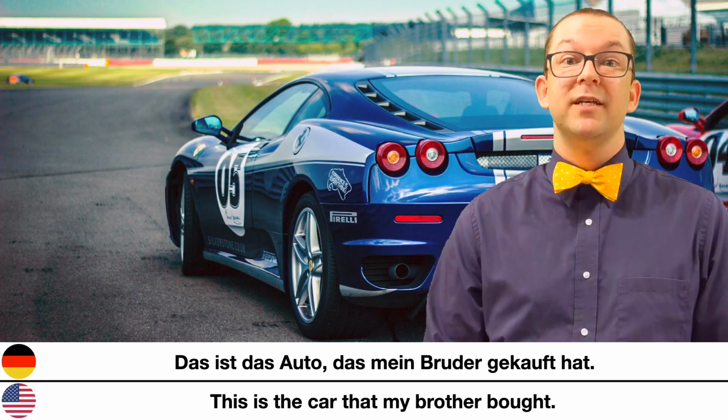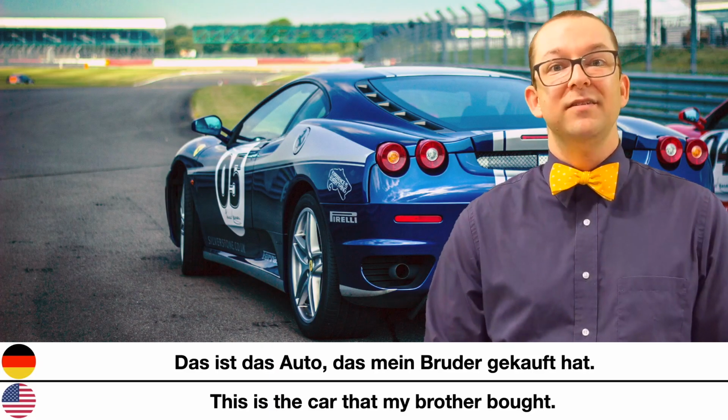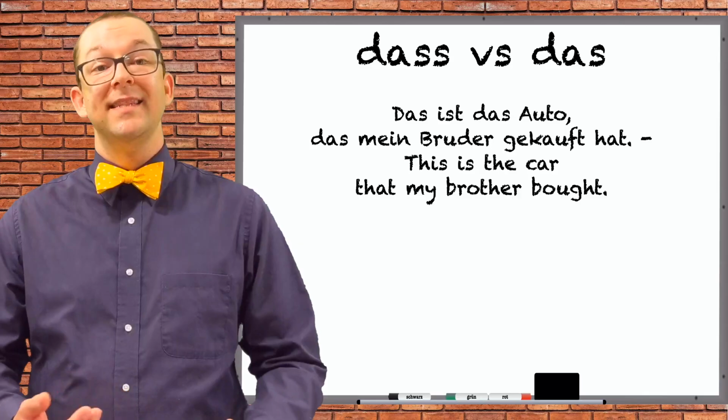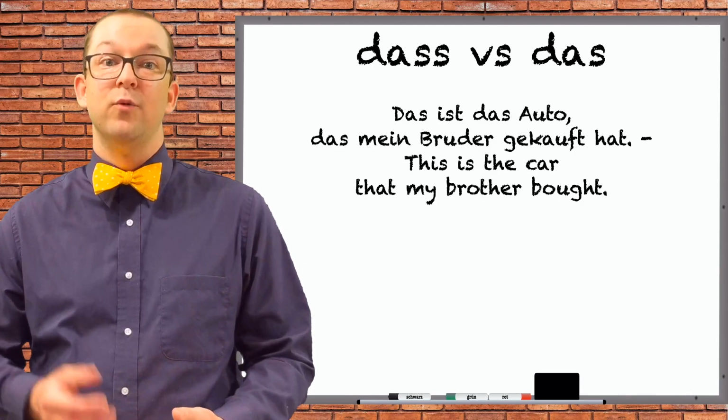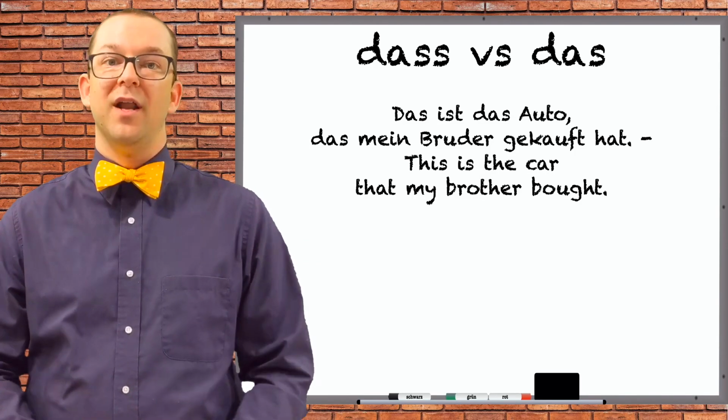Das ist das Auto, das mein Bruder gekauft hat. This is the car that my brother bought. In this sentence, das refers back to das Auto, which is a neuter noun, which is why we chose this version with only one s.